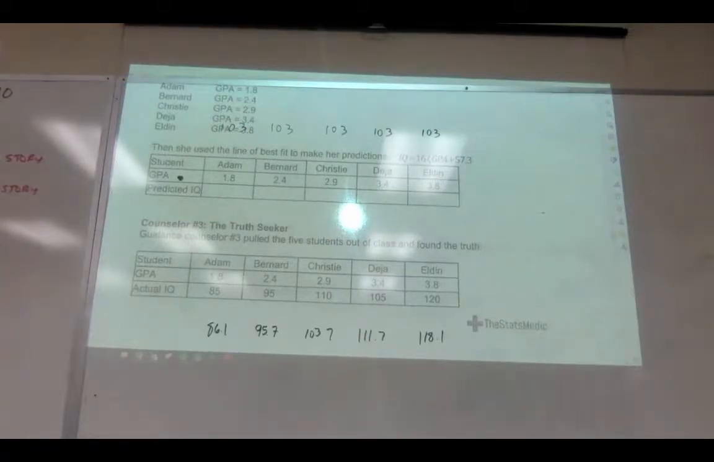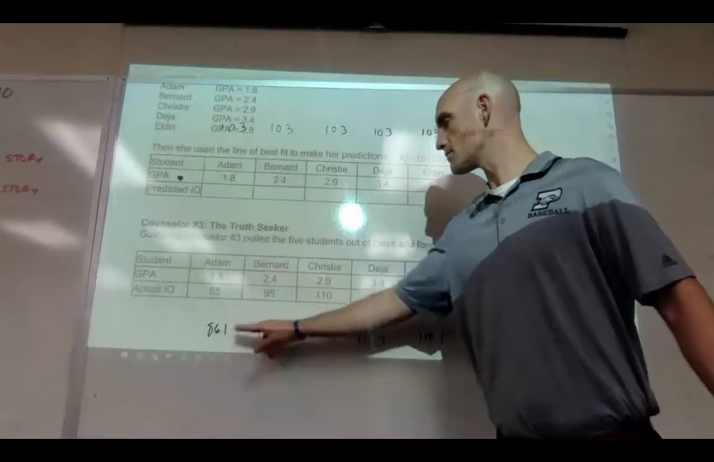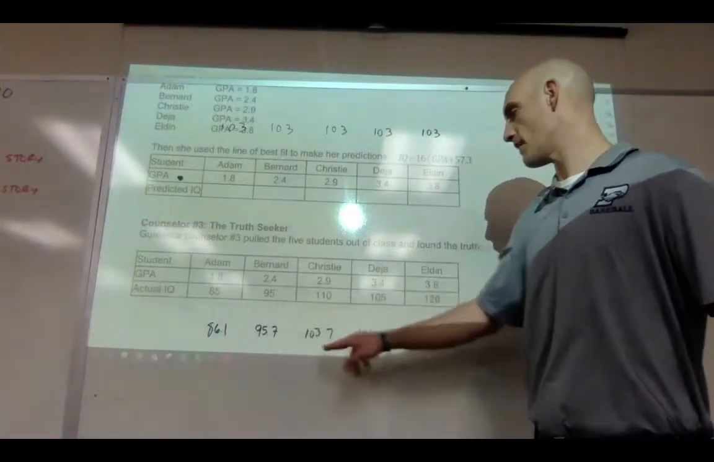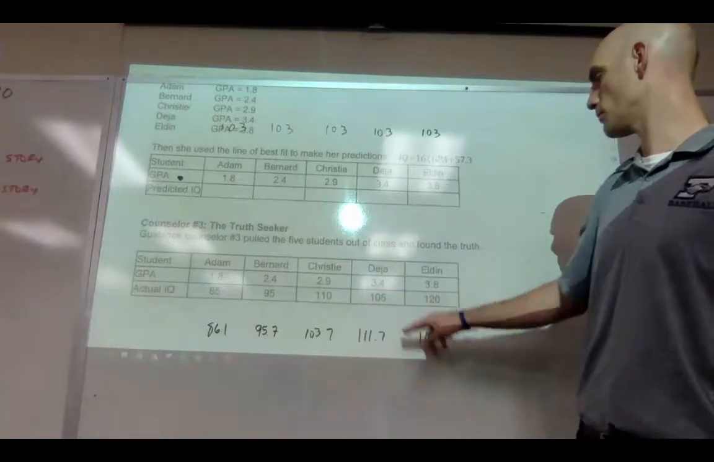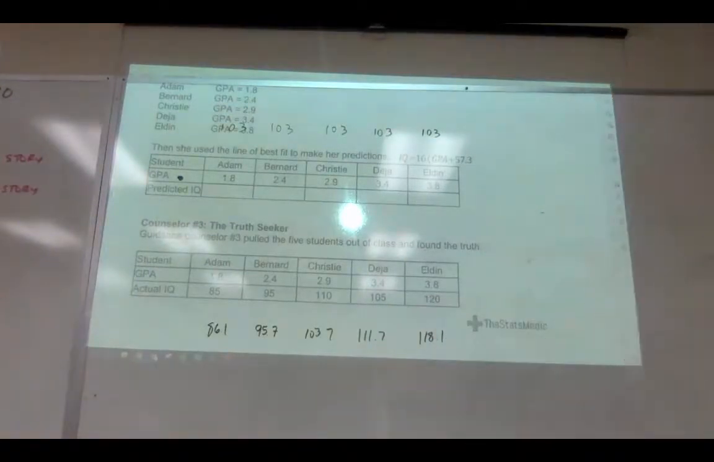So check it out. Found the truth. Thought it was 85, it was 86. Thought it was 95, it was 95. Thought it was 103, it was 110, 111, 105, 118, 120. This is how life works. This is the beauty of stats. Stats is making a prediction and checking against actual data.